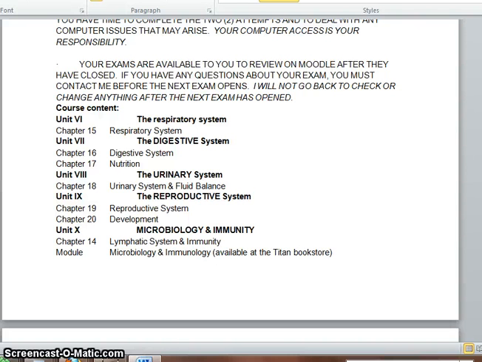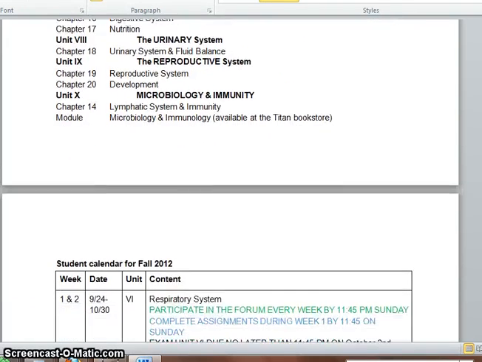Notice we begin with the respiratory system, which is chapter 16, and at the end we get back to the lymphatic system and immunity, which includes chapter 14, as well as a module that you hopefully already purchased at the student bookstore on campus. It is available to you. It is a course packet for this class.